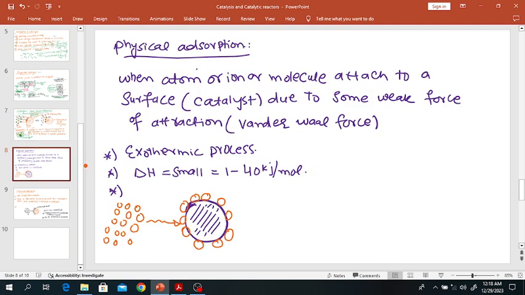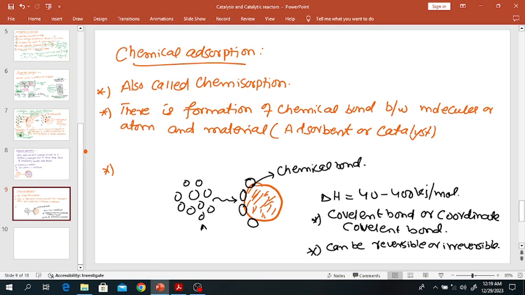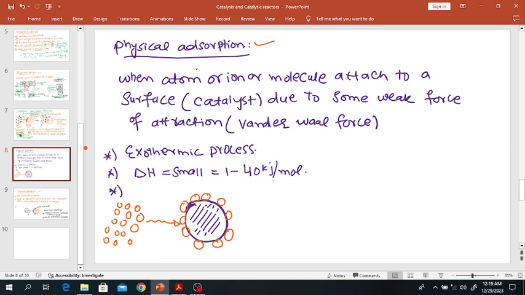So usually there are two types of adsorption. One is physical adsorption and the second one is chemical adsorption. We will discuss them one by one. Physical adsorption is a type of adsorption in which an atom or ion or molecule, the adsorbate, attaches to a solid surface, meaning the catalyst or adsorbent, due to some weak force of attraction.